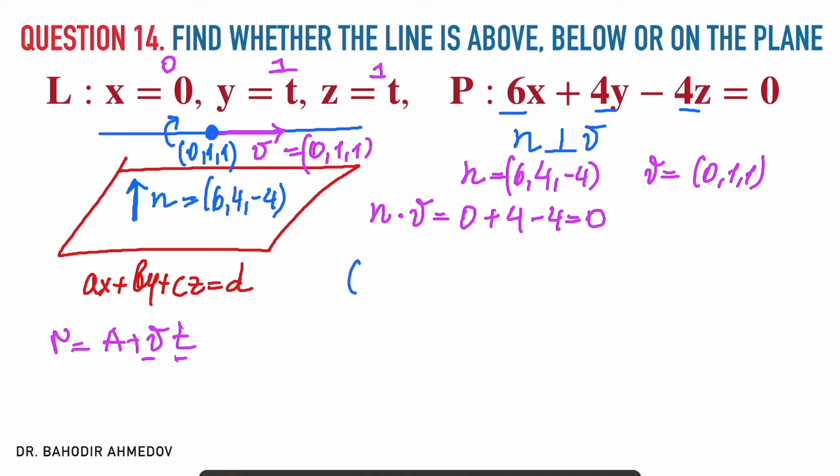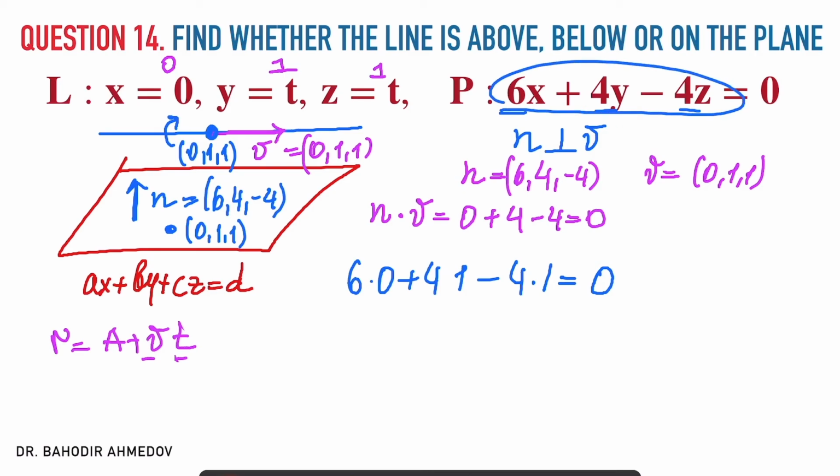So it's going to be 6 times 0 plus 4 times 1 minus 4 times 1. Well, that's going to be equal to 0. It means that this point is lying on the plane as well, because it satisfies its equation. Since the line is parallel to the plane, and there is also one point which is lying at the same time both on the line and on the plane, it means that the line is lying on the plane. So the answer to this question is: the line is on the plane.